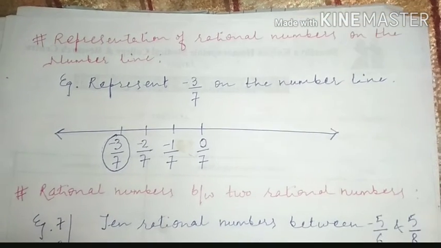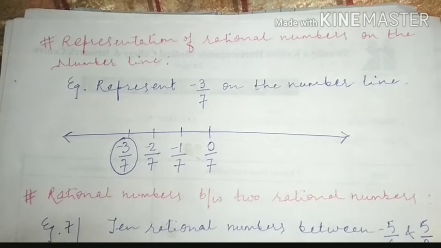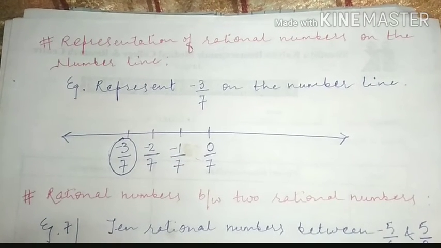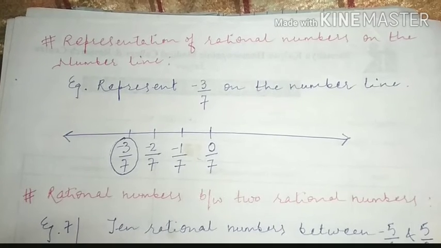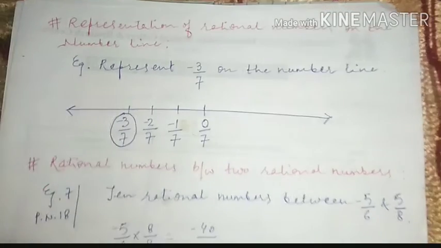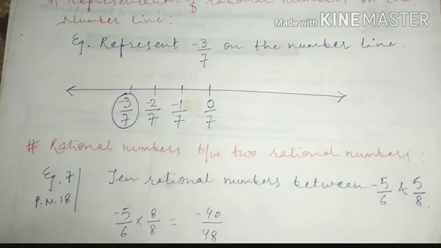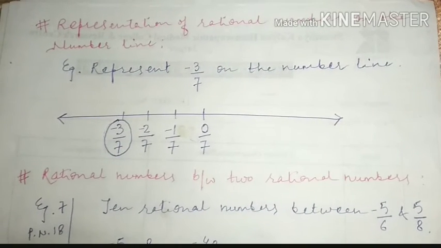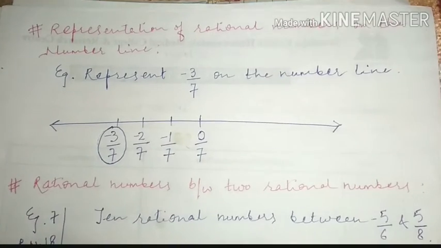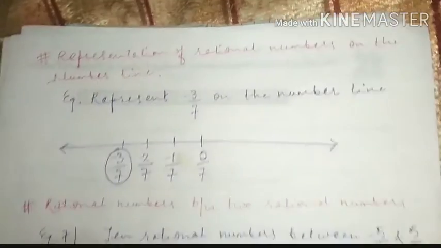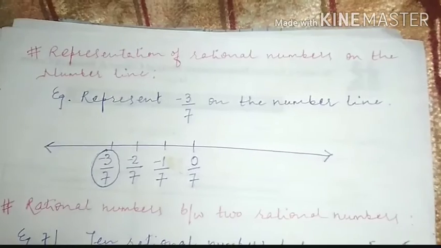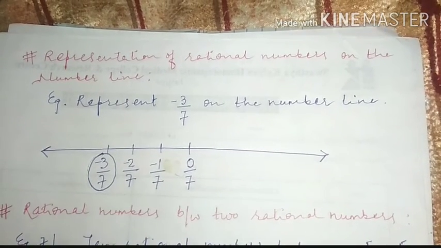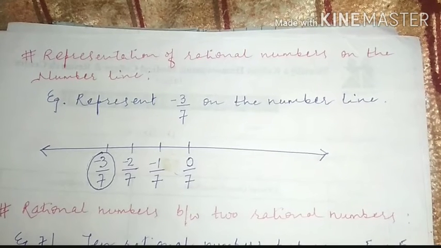Alright, so in this video we are going to discuss two most important topics of the chapter, that are representation of rational numbers on the number line, and the second one is rational numbers between two rational numbers, as you can see on the screen as well. So let's get started. We are going to start this video with the first topic, that is representation of rational numbers on the number line.